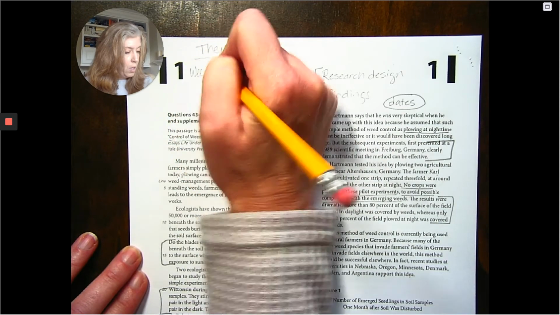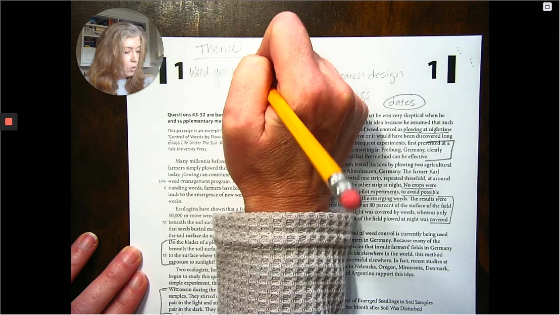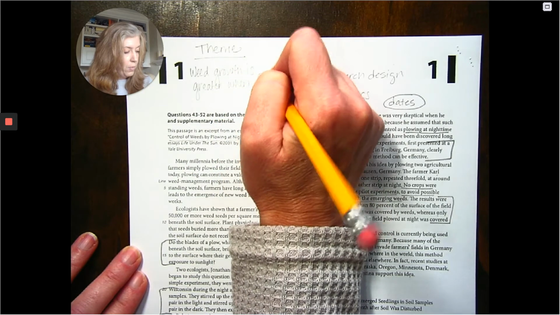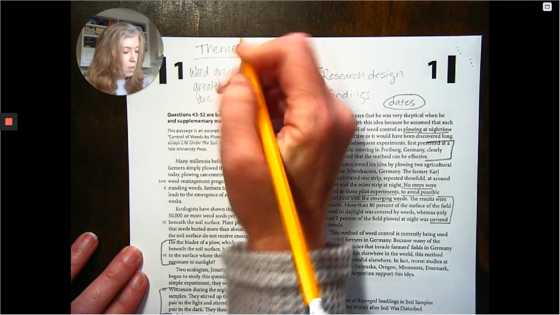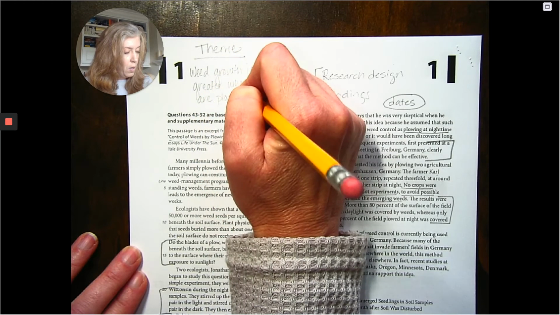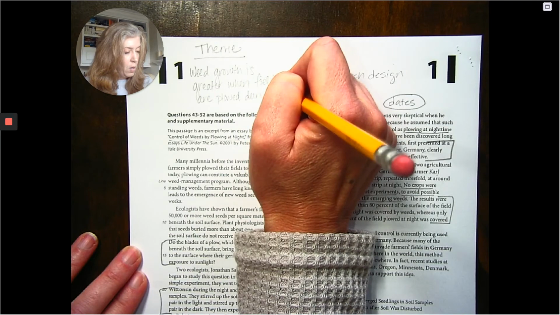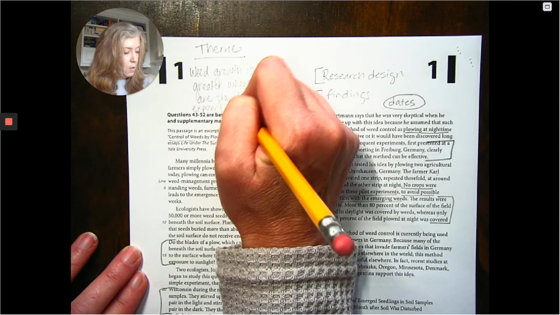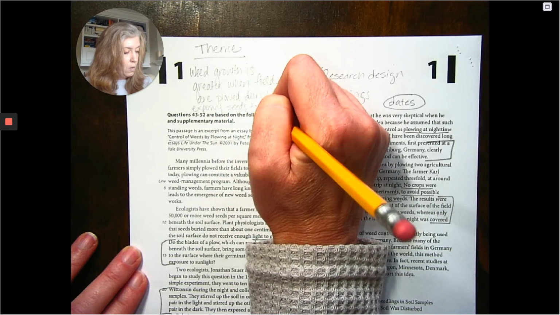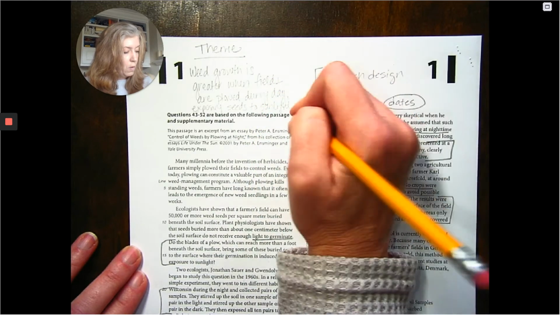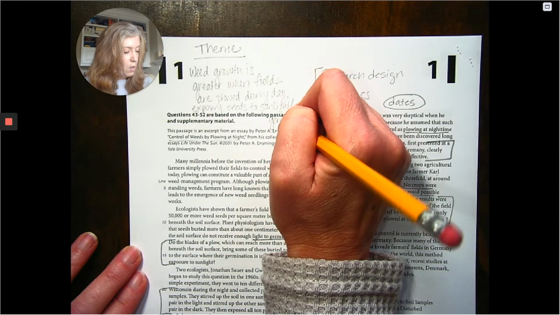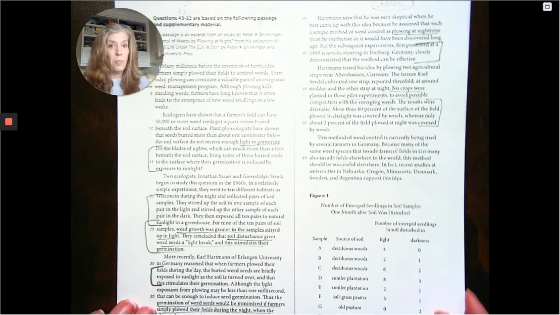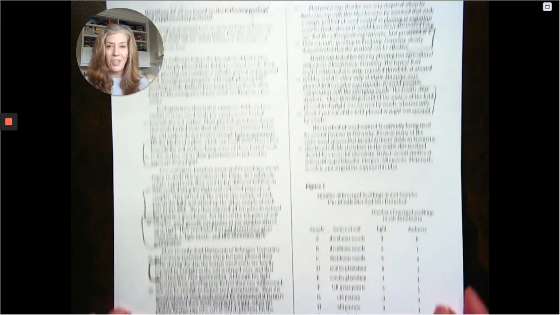Weed growth is greater when fields are plowed during the day, exposing seeds to sunlight. And I want to add the word germination because it was one of the words that was repeated a lot. All right, let's start looking at the questions.